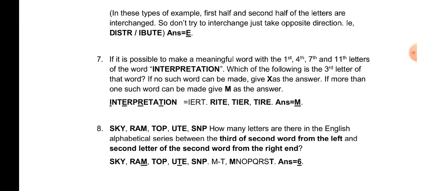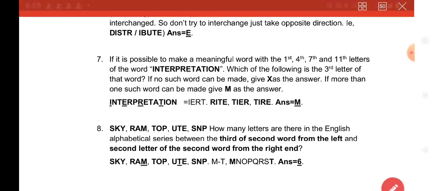Interpretation is the word. The first letter is I. The fourth letter is E. The seventh letter is R. And the 11th letter is T. That means I, E, R, T. These four letters are there. Let us see the blackboard.